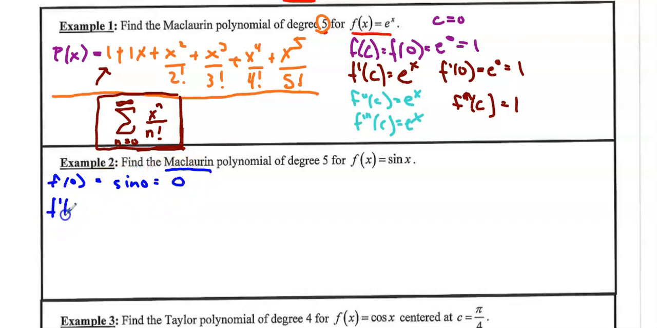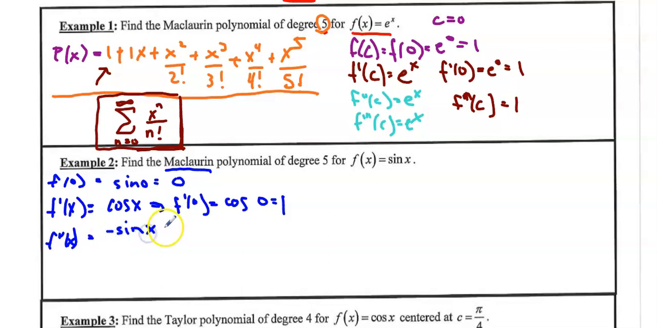And then the first thing we're going to do is find the first derivative. So the first derivative of sine of x is just cosine of x. And then we're going to find f prime of 0, which is just going to be the cosine of 0, which is going to be equal to 1. All right. And then we're going to find the second derivative. Well, the second derivative is the derivative of cosine of x, which is going to be negative sine of x. And then we're going to find what negative sine of 0 is, which is going to be 0.